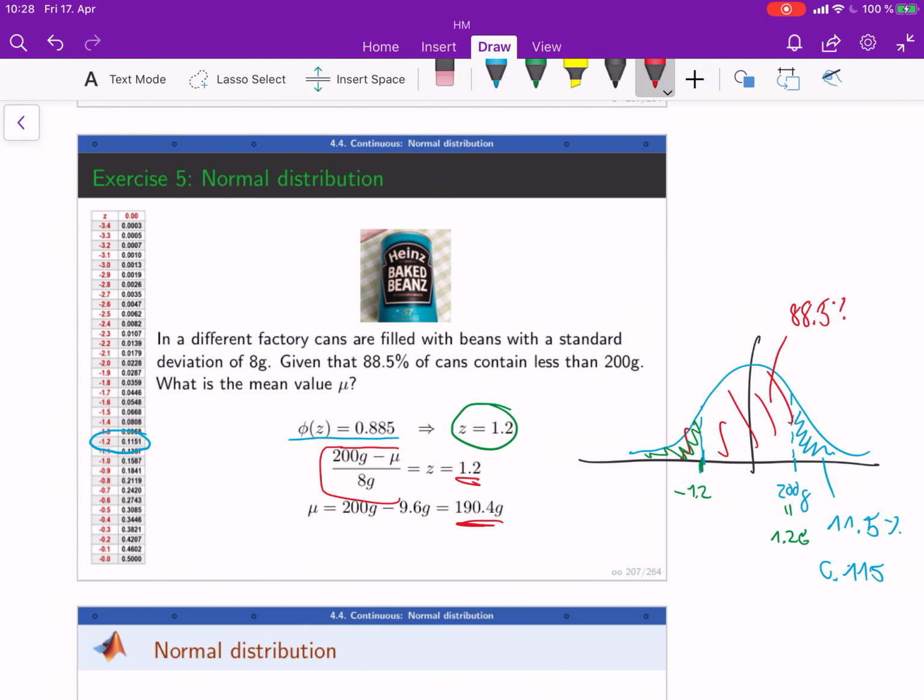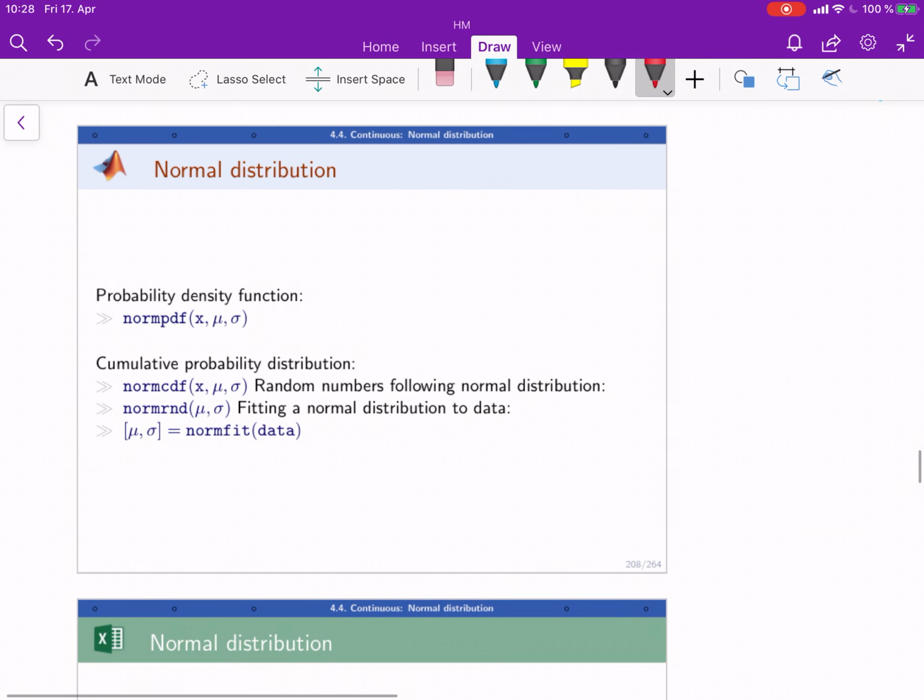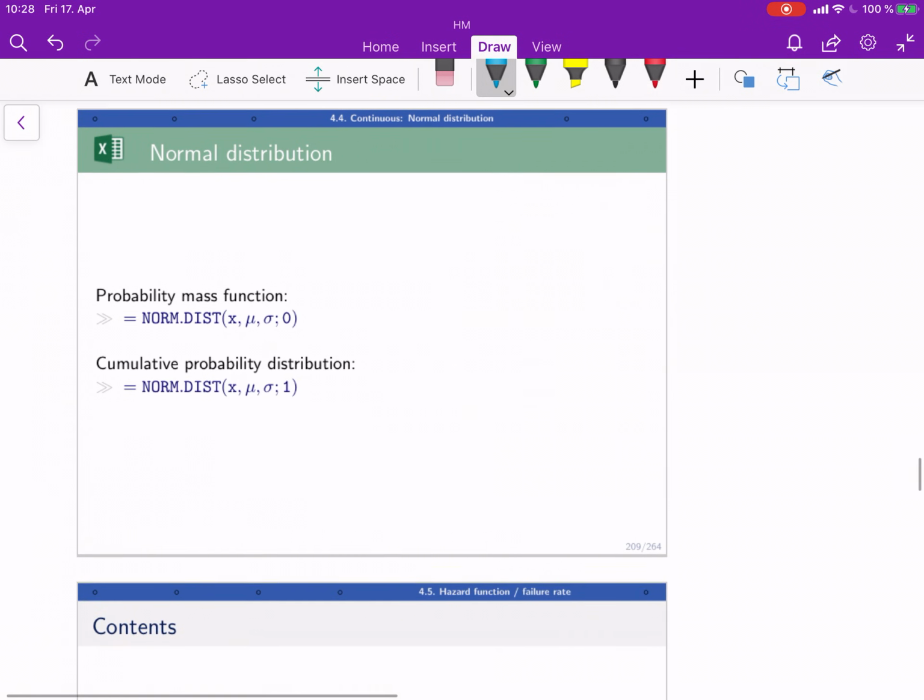If you're bored of using the table and looking things up and swinging things around, obviously MATLAB is the program of choice. Normal PDF gives you all you need, or normal CDF. There's also some additional commands I've put here, so you can fit a normal distribution to your data, and that's quite a powerful tool you've got there. Excel also gives you the distributions, and that's how you can get started.